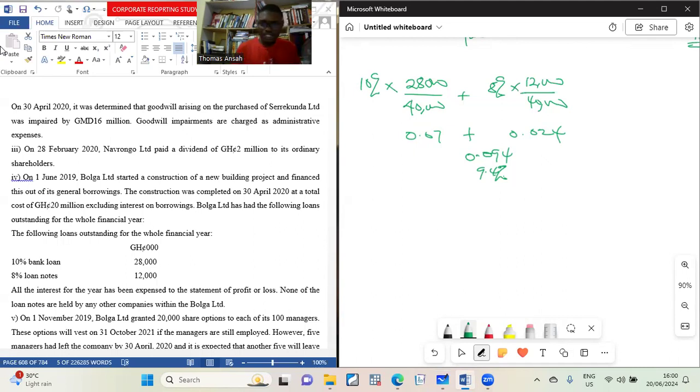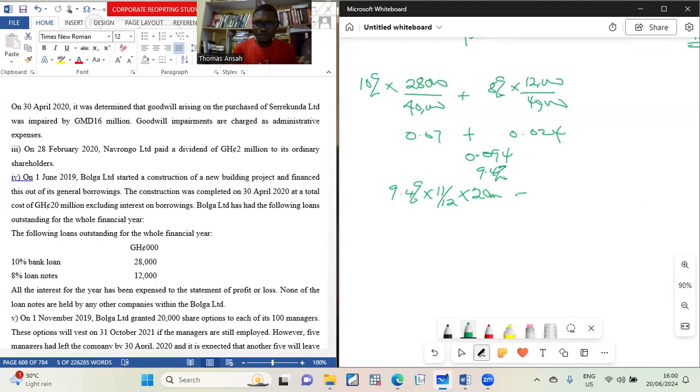Then the April, making 11 months. So it means you need to do 9.4 multiplied by 11 months multiplied by 20 million. That is the part that should be borrowing costs. All right. So then we have the extra 1 month going to be part of our normal expense of finance cost. So that is what we need to do.